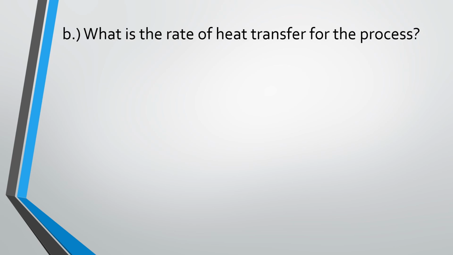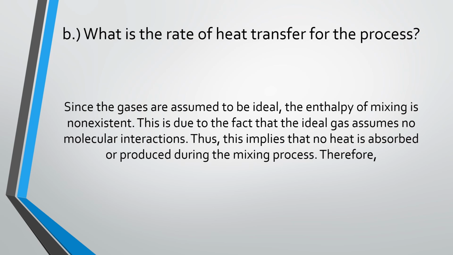Letter B. What is the rate of heat transfer for the process? Since the gases are assumed to be ideal, the enthalpy of mixing is non-existent. This is due to the fact that ideal gas assumes no molecular interactions. Thus, this implies that no heat is absorbed or produced during the mixing process. Therefore, delta H, or the heat transfer, is equal to 0.